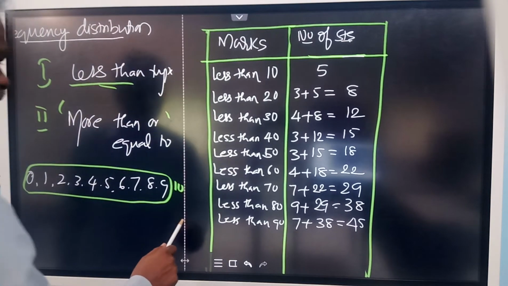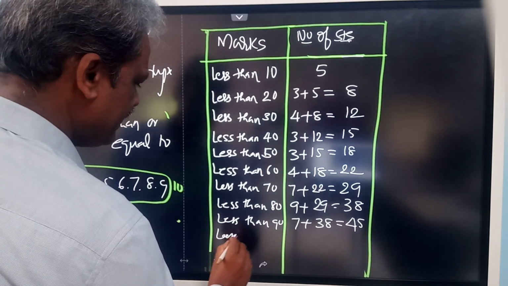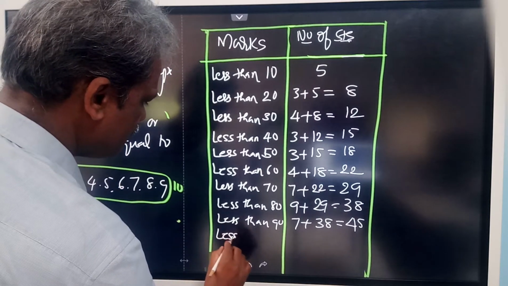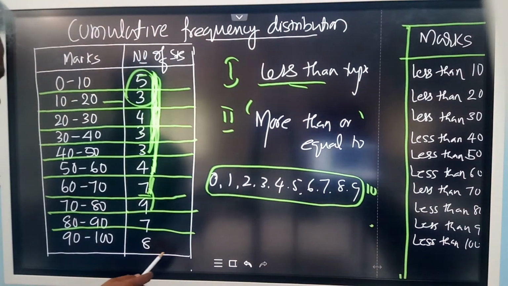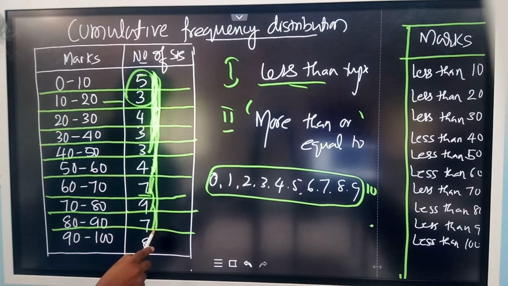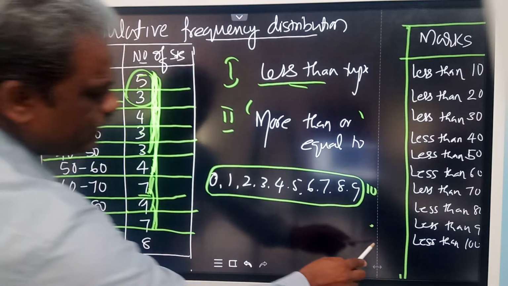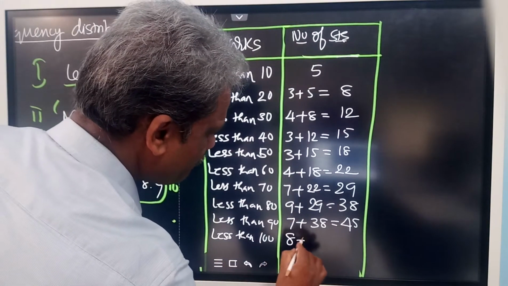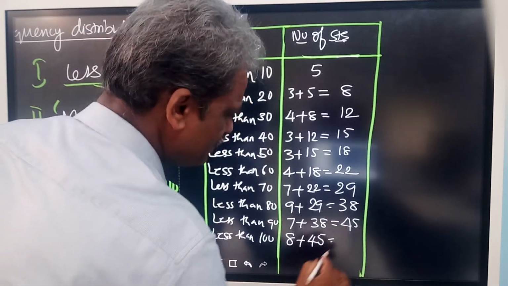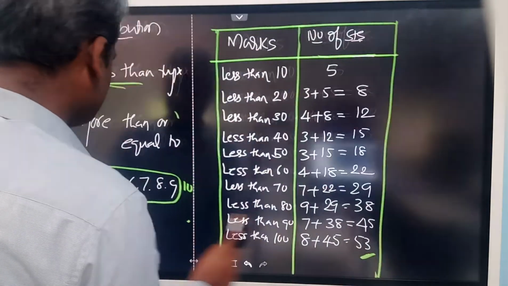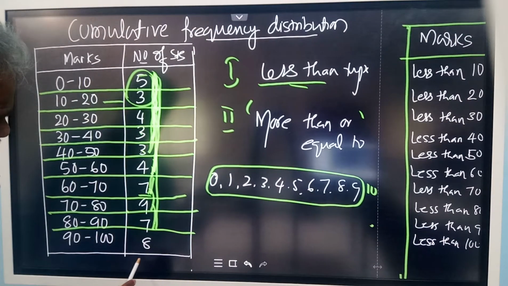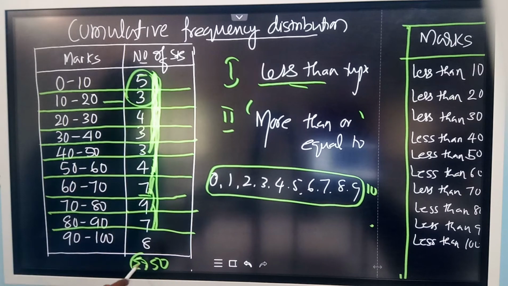So then say you got less than 100. So less than 100 here, you have to include this sum up to here, then plus 8. So 8 plus the previous sum, 8 plus 45. So it gives you 53. So 53 observations in total. If you add all these frequencies, sigma Fi, the sum of all the frequencies will be 50 only.